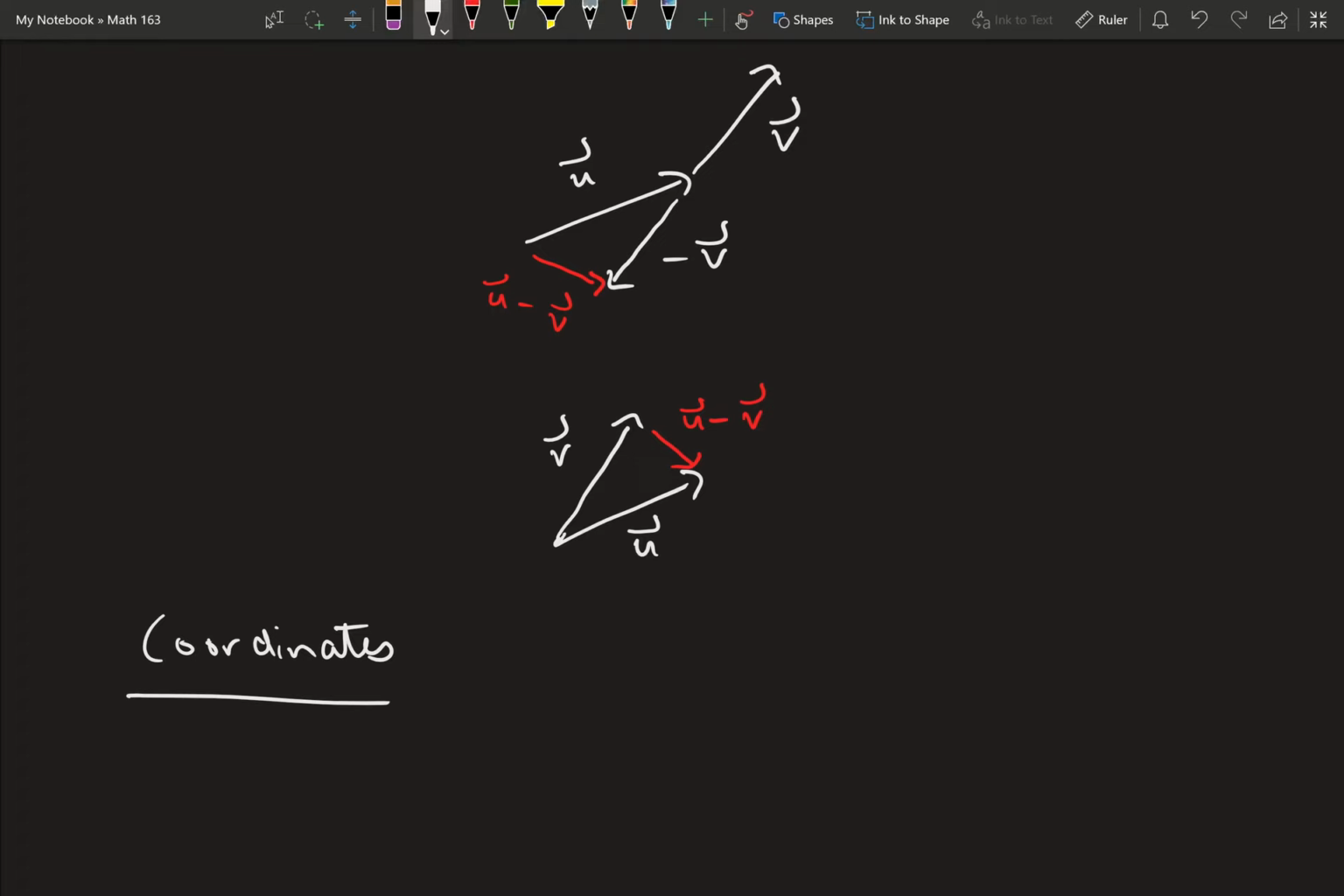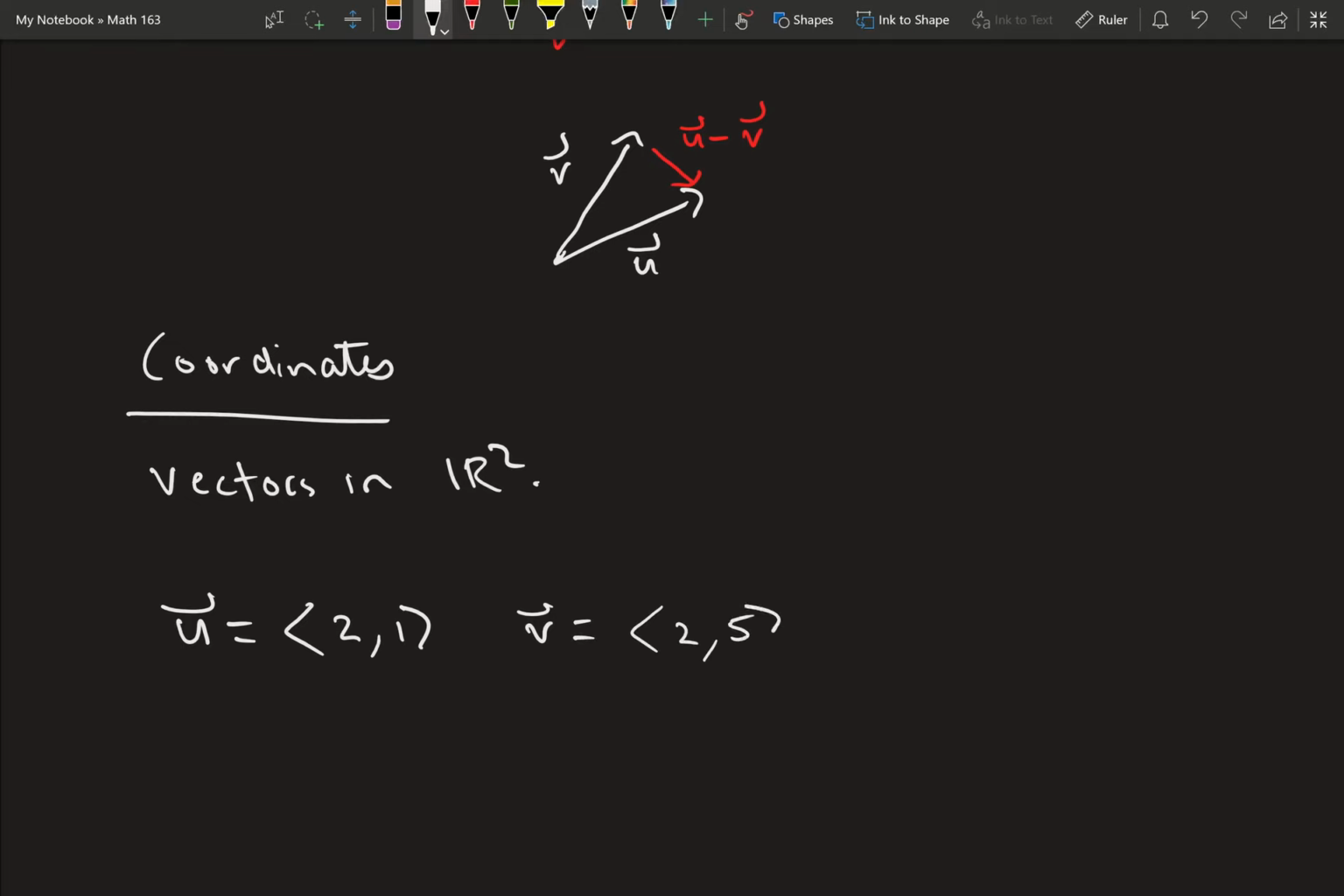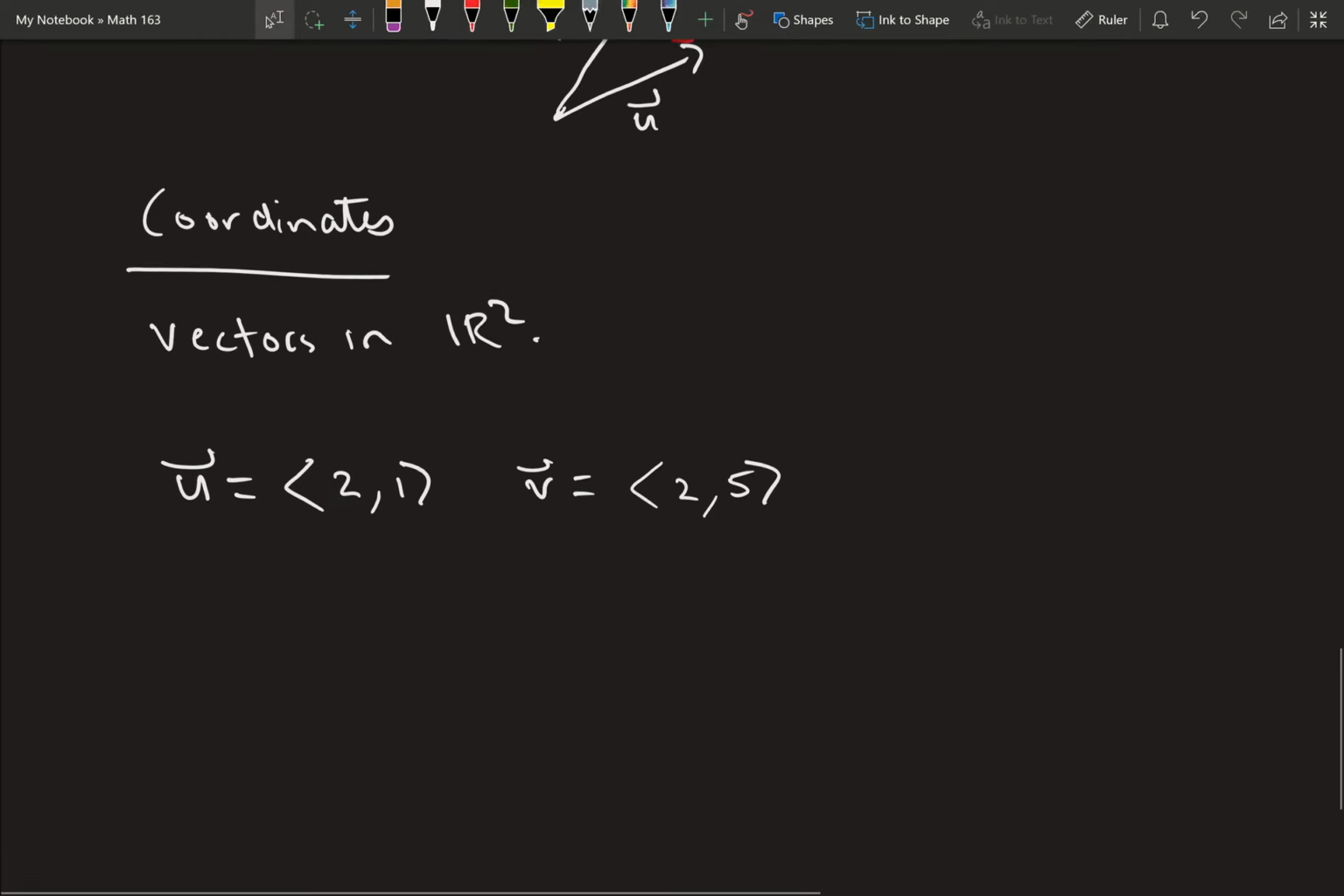So let's start off with the vectors in R2. We'll move to R3 pretty shortly. It's very similar. So for example, let's just check that everything we've been drawing in abstract actually makes sense. So let's say U is (2, 1). V is (2, 5). What is U plus V?